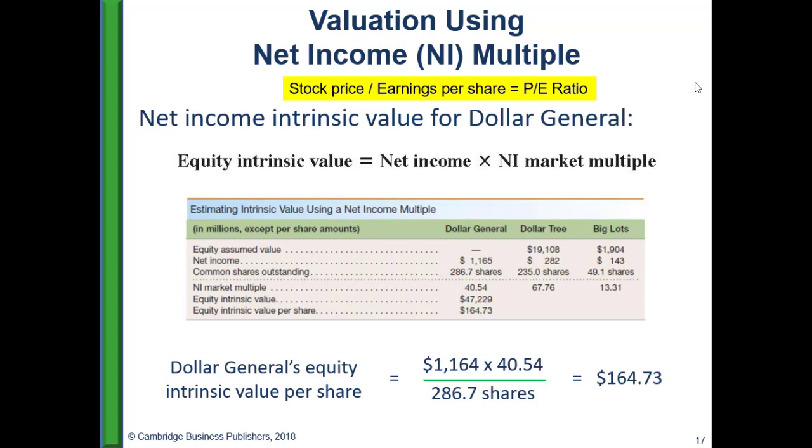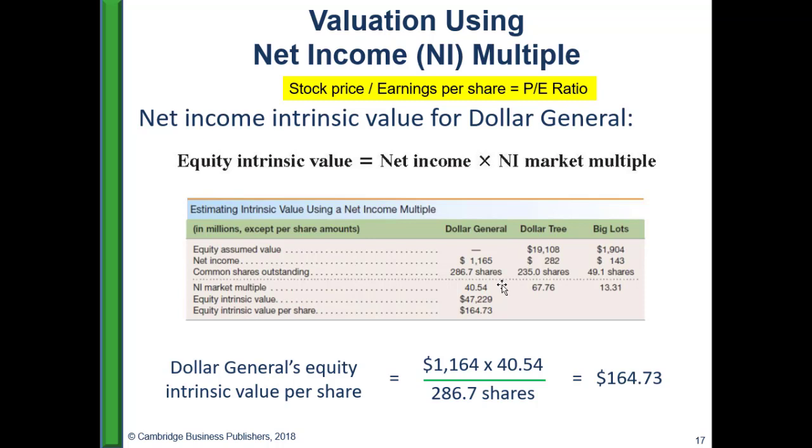And here you can see that a dollar of earnings for Dollar Tree comes out to $67.76. For Big Lots, it's $13.31. By the way, this should give you the exact same answer as the NI market multiple. NI market multiple, again, is the PE ratio. So I get a PE ratio of 67 for Dollar Tree, and Big Lots is 13.31. Dollar General therefore should be $40.54 on average. Again, this is how you do it, but you're ignoring so much information here that you have to understand that when you're going through it.